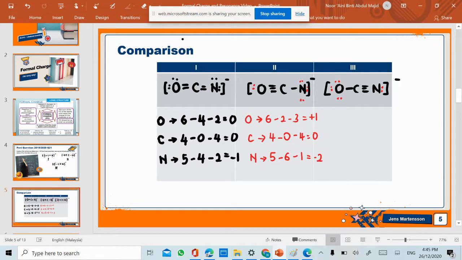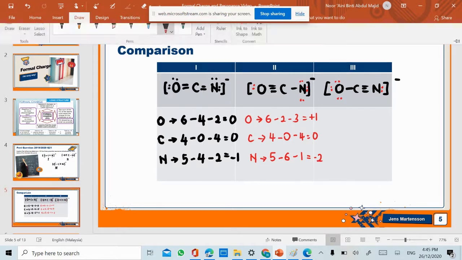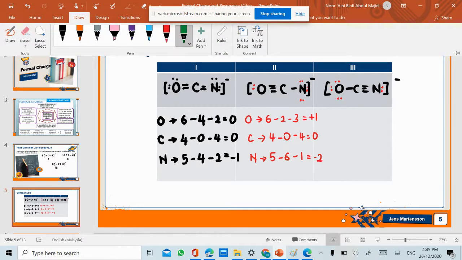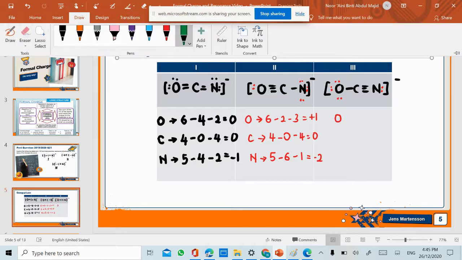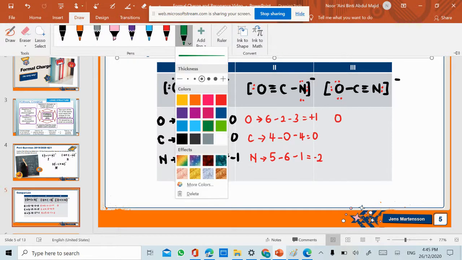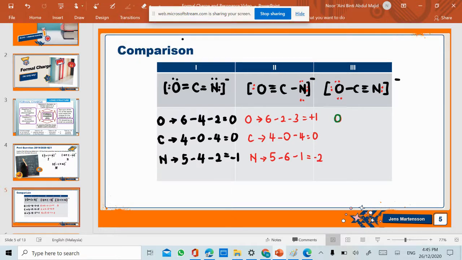Okay, and the last one, let me use a different color so that hopefully it can make it clearer to you. Okay, now we have oxygen. Oh, still red. Okay, come on, I want green. Green, green, come on, green. All right, so green here. Okay, 6 valence electrons minus how many dots around oxygen? We have 6, and how many dashes? 1 only. Therefore, 6 minus 6 is 0, minus 1 is negative 1. Yeah, show the negative sign.